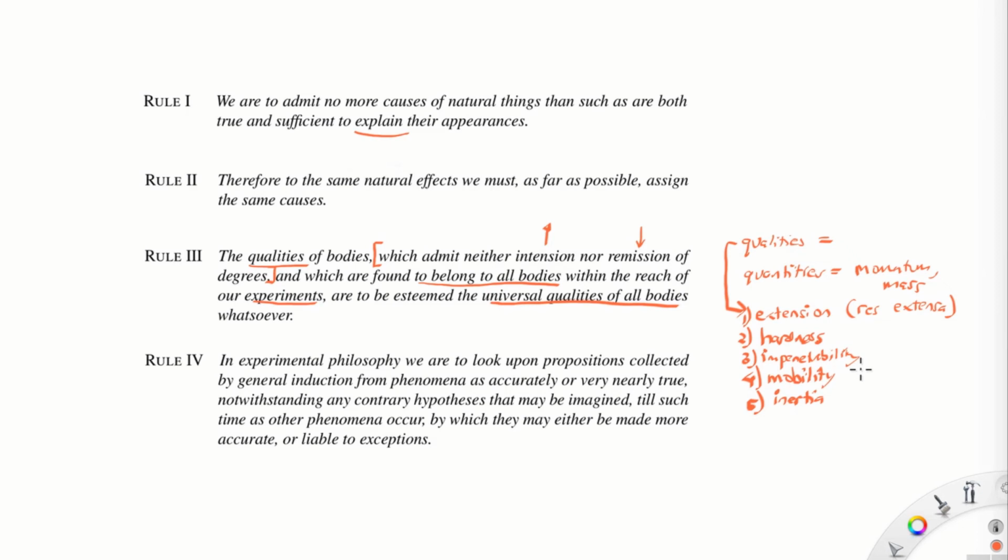So Rule 4, I'll read it first, and then I'll make some comments. He says, in experimental philosophy, we are to look upon propositions collected by general induction from phenomena as accurately or very nearly true, notwithstanding any contrary hypotheses that may be imagined, till such a time as other phenomena occur by which they may either be made more accurate or liable to exceptions.